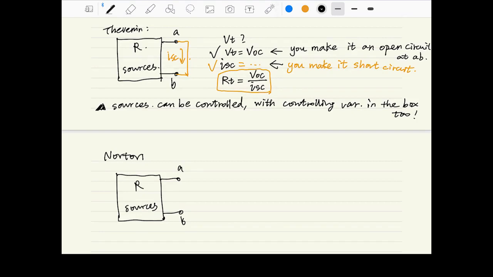And if there are no dependent sources, which means no controlled sources, you can apply an alternative way to figure out the equivalent resistance. That is to zero the sources in the box. And for time reasons, I will not explain it much in the discussion, but keep in mind you have that option.